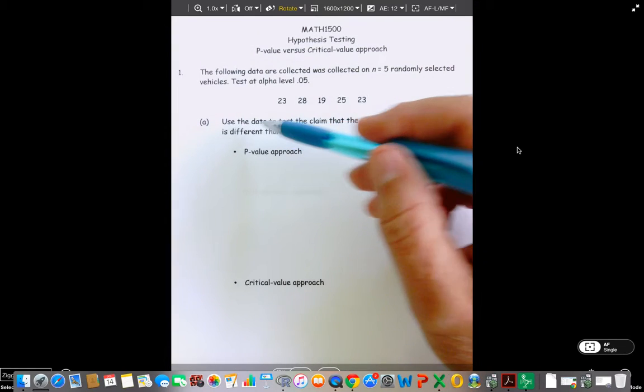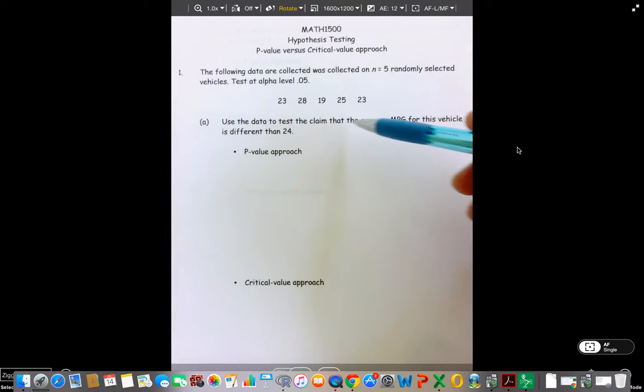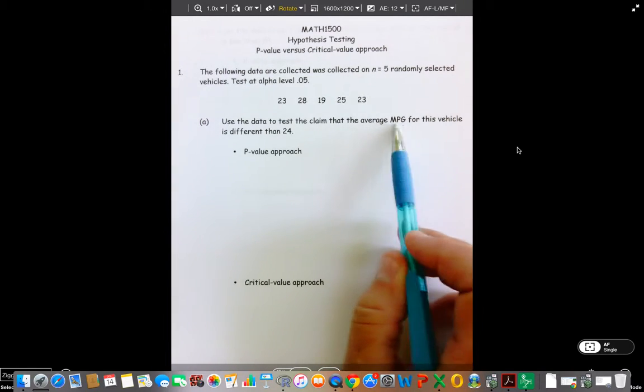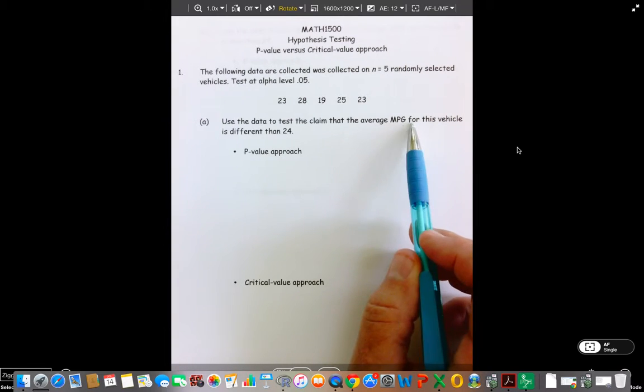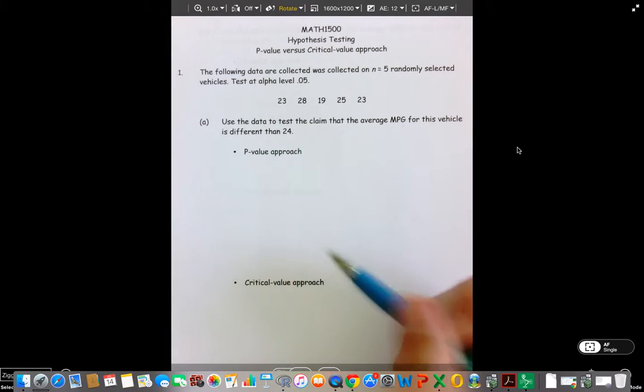And it will ultimately use the data to test the claim about the average miles per gallon for this vehicle. Now, this is only 5 of them. Let's just say that these are Ford Taurus, whatever. We know there's more than 5 Taurus, but we've chosen 5 randomly selected, in the miles per gallon for those 5. So we want to use that to make a statement about all Taurus. So we want to test the claim that the average miles per gallon for this vehicle is different than 24.